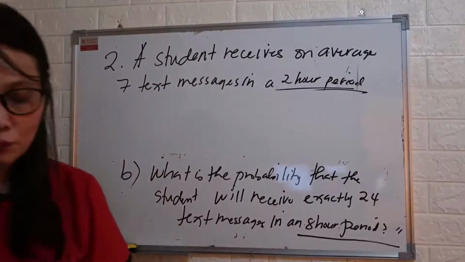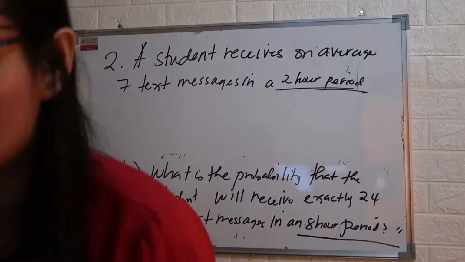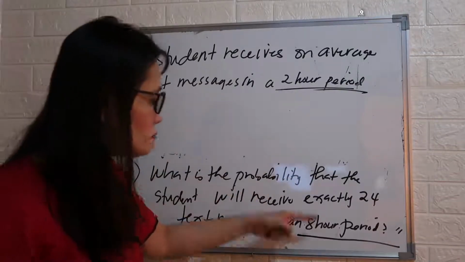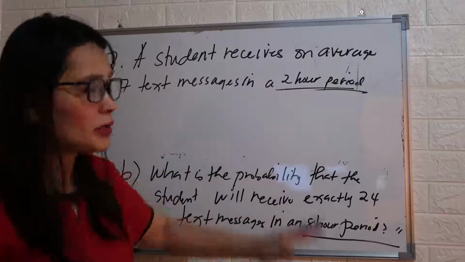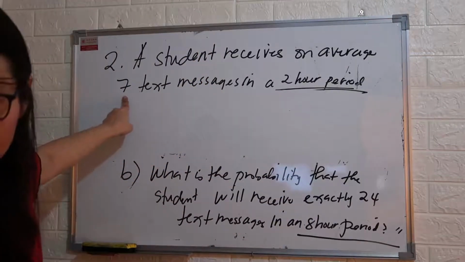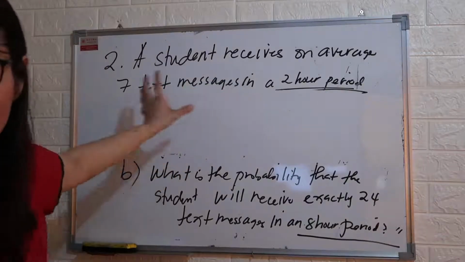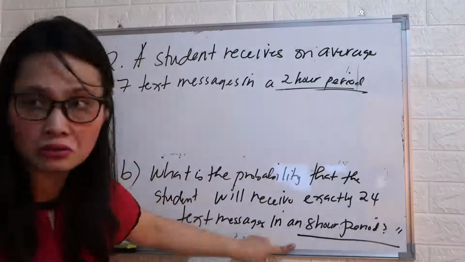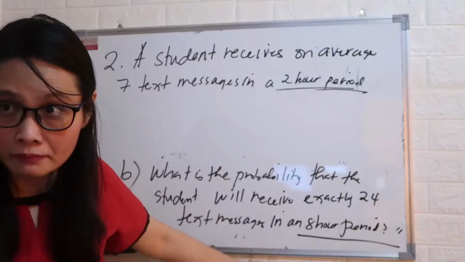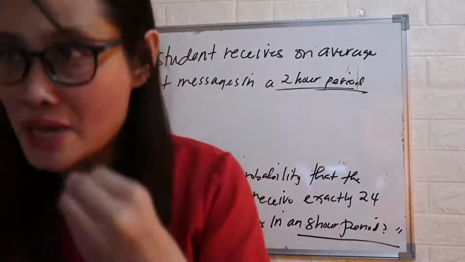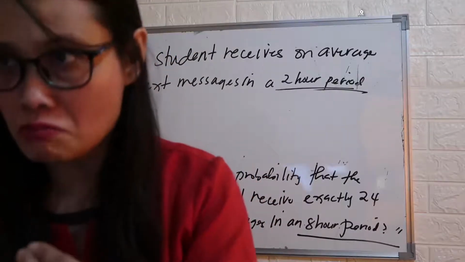So what will happen if they don't have the same period? Since the given periods are not the same, we cannot use the average of 7. Hindi pwedeng gamitin yung 7 text messages as the mean because they have different periods or different time. So we need to solve for the new mean. How do we do that?